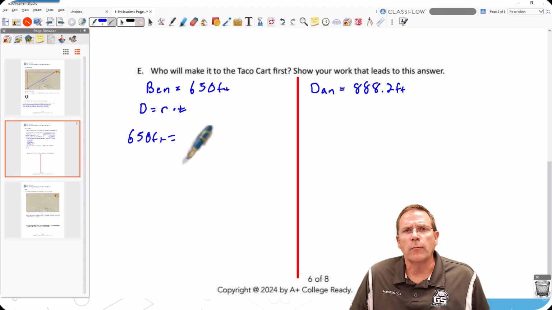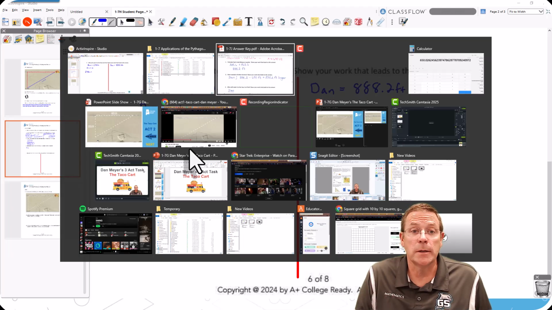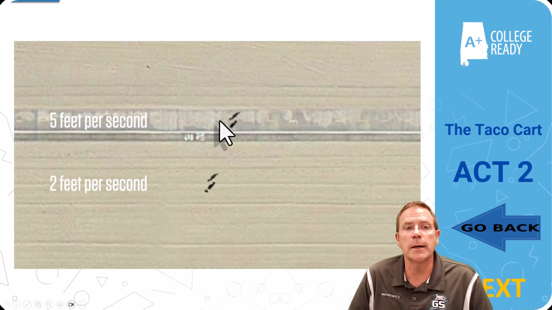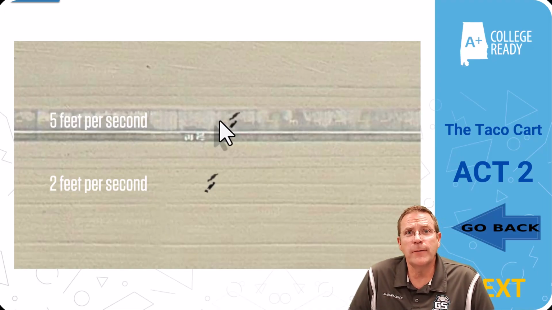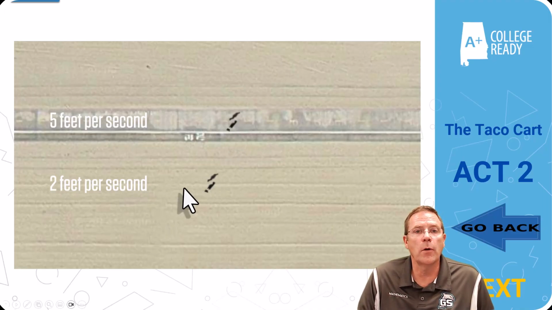I know that the distance of Ben was 650 feet. But do I know what the rate of Ben is? Actually, I do. But we've got a problem here, though. Ooh, this can be tough. So let's jump back over to our PowerPoint slides and scroll up to see the next slide. When they're walking on the road, they travel 5 feet per second, but when they're walking on the sand, they travel 2 feet per second. That's going to complicate things for the one that took the long road.